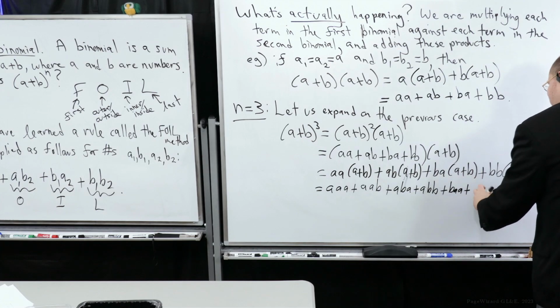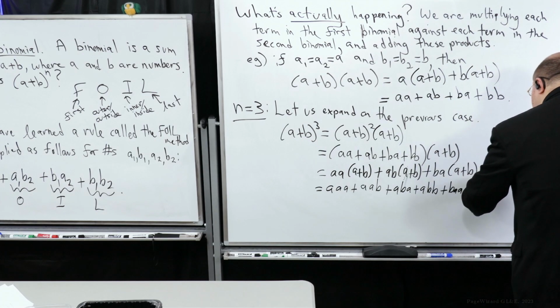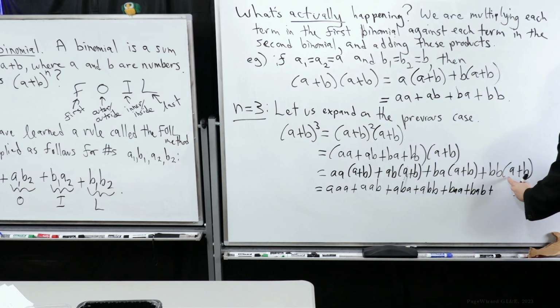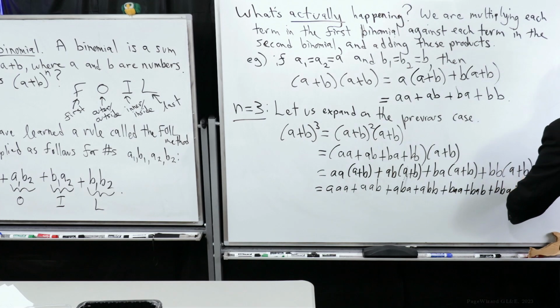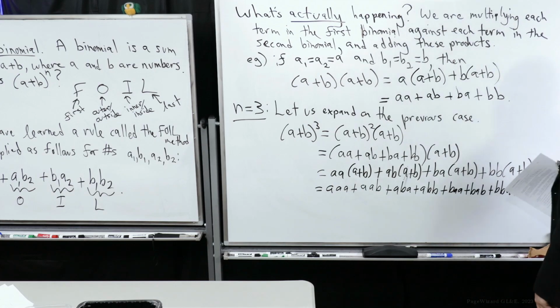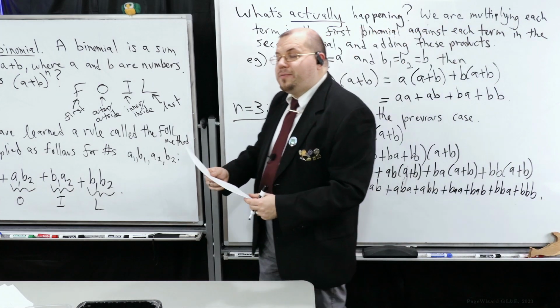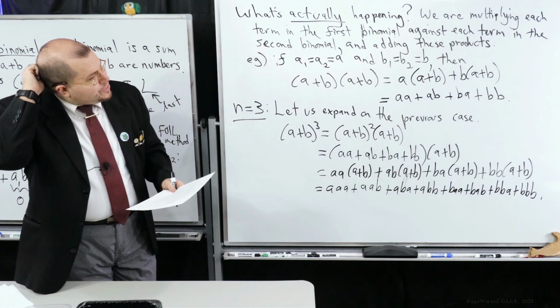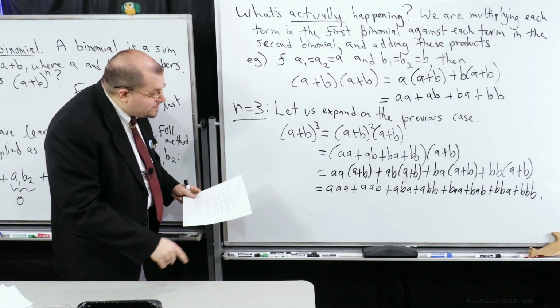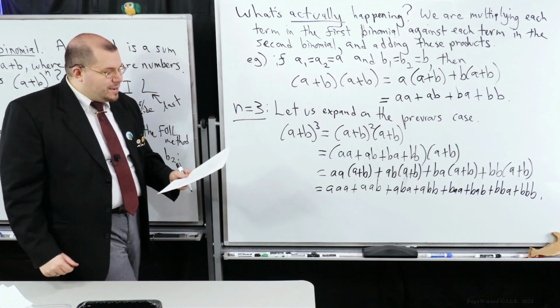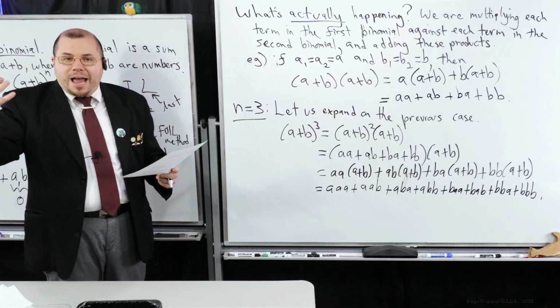That's BAB plus BBA plus BBB. And now if you simplify this, if you take all the like terms and lump them together, you'll end up with an answer for n is equal to 3. But I'm going to explicitly keep them in this form, just to make it easier for you to see what's happening.